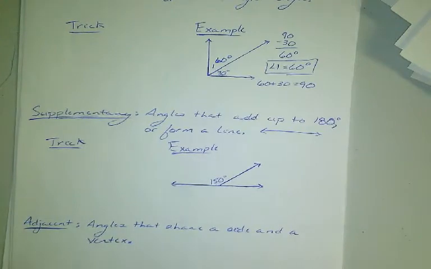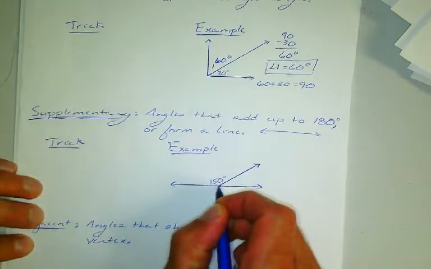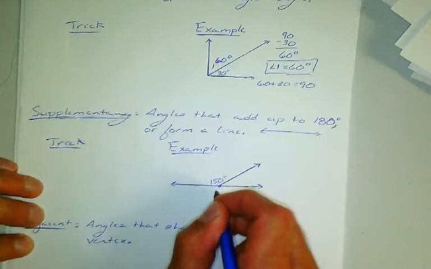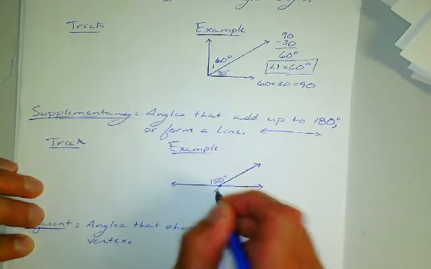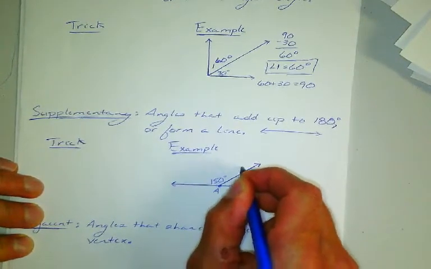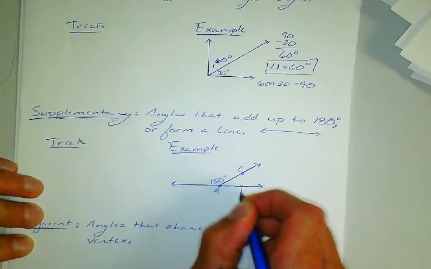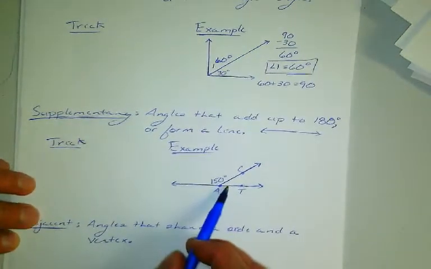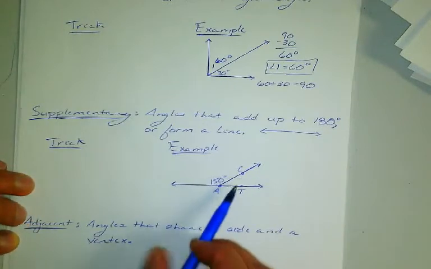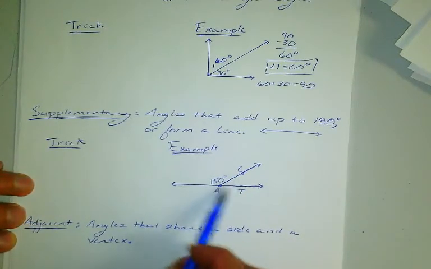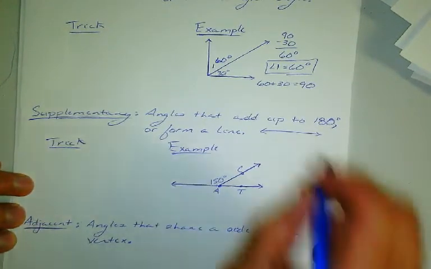Let's name this some other way. Let's call the vertex here A. Let's call this line here C. Let's call this line here T. So we want to find this missing angle, and I'm going to call that angle CAT. That's why I chose those letters.